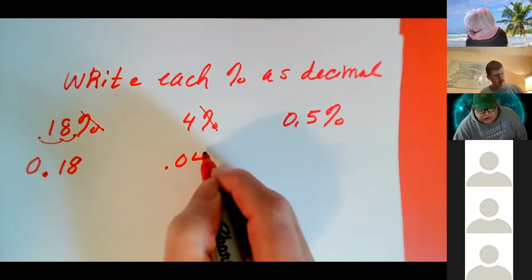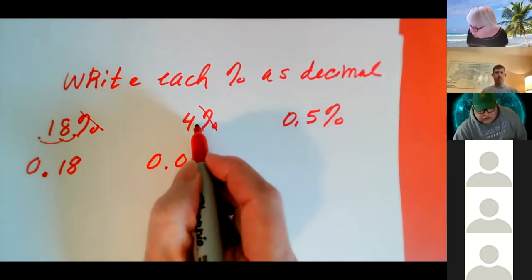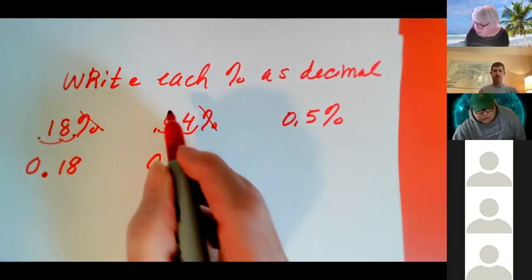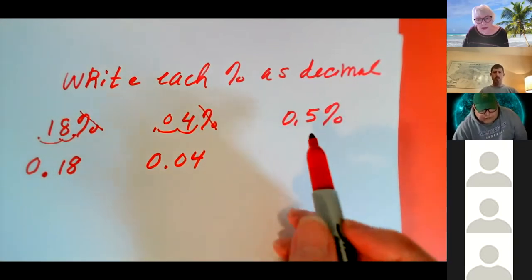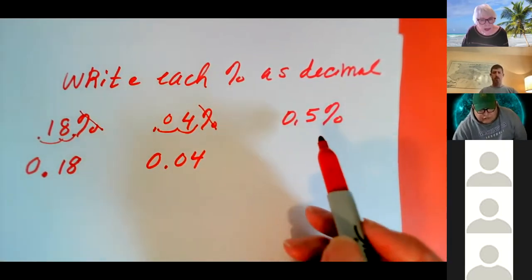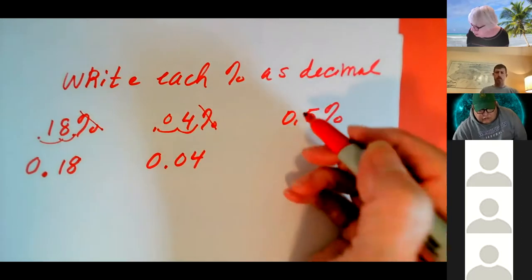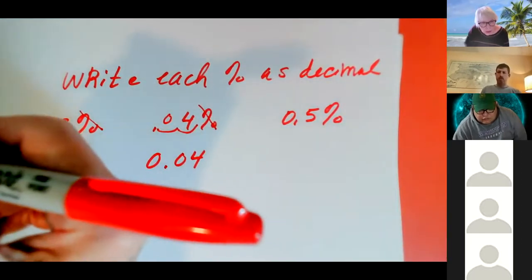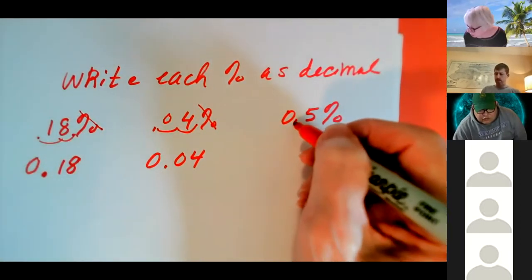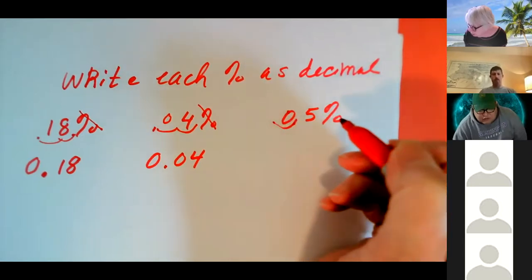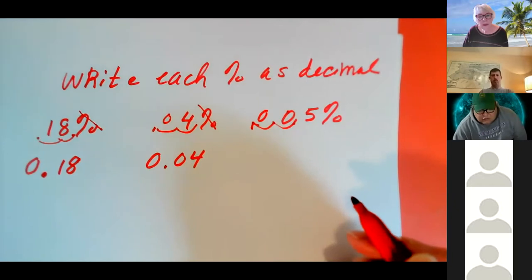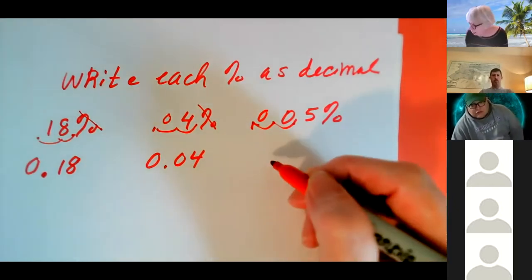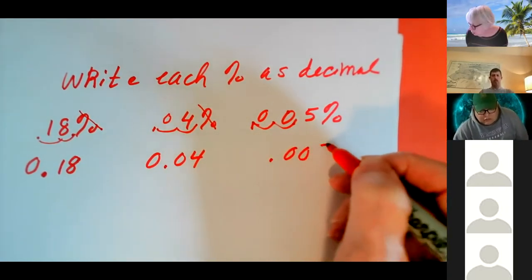0.04. Correct. Okay, so it's the same doggone thing. It's just you had to add a 0 to get your 2 places in. Now, don't freak out on this one because it's the same exact thing. We have to move it 2 places to the left. 50%. 1, nope, 1, 2. It's the same exact thing. 0.005.